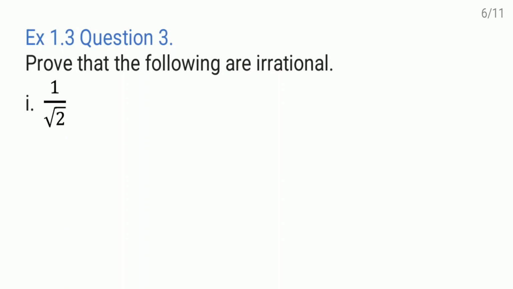As I am saying it is rational, I will write it as a by b, and b should not be equal to 0. If b becomes 0, it will no more be a rational number. And one more thing, a and b should be co-prime numbers. Co-prime numbers means that they should not have any common factor other than 1.